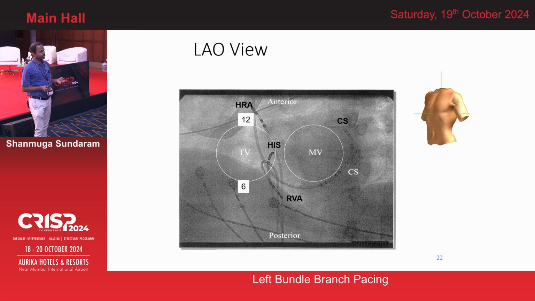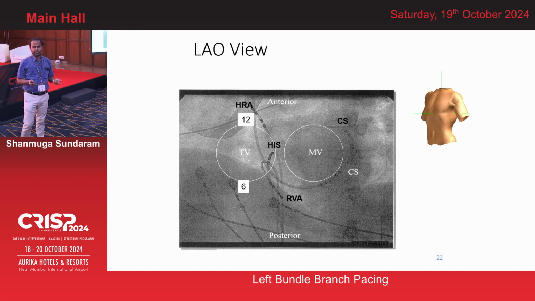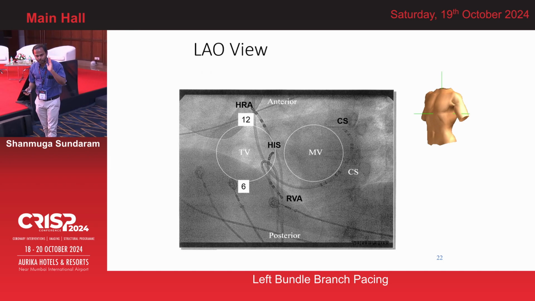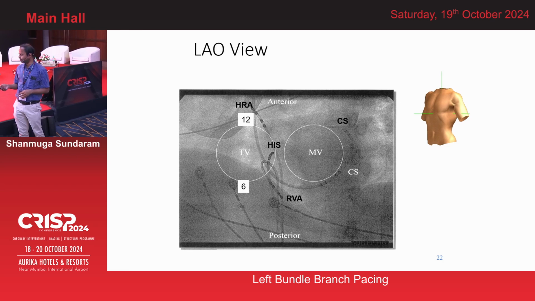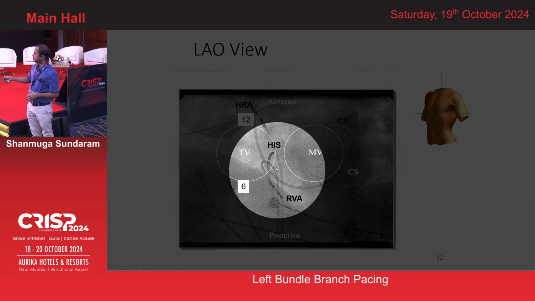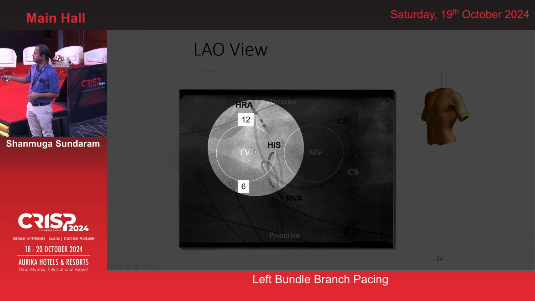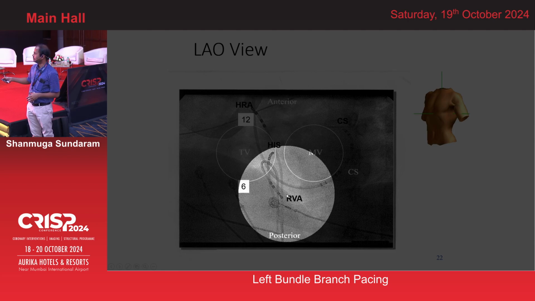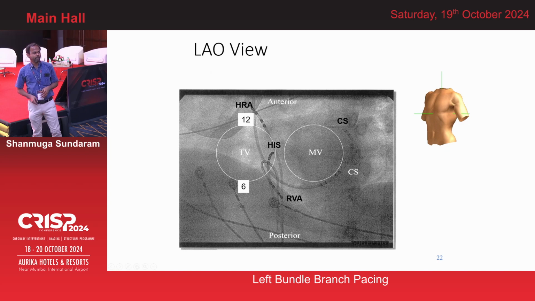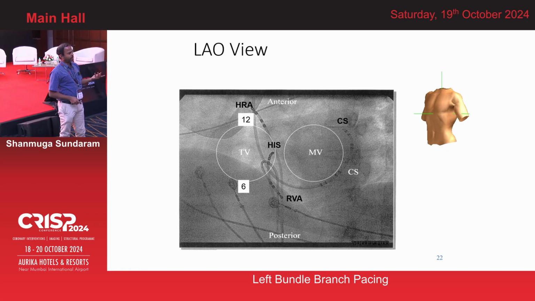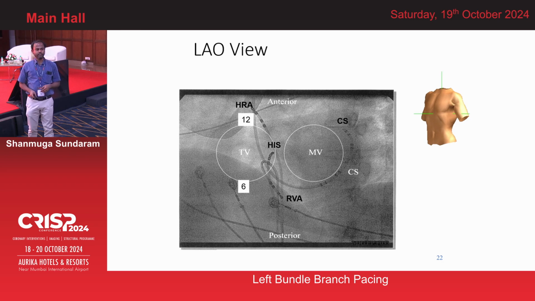This is very, very important, because when you deploy the lead in the free wall, the patient will develop tamponade and will not have good parameters. So your catheter should orient towards the septum when you want to do septal pacing. That septal pacing can be mid-septal pacing, apical septal pacing, or outflow tract septal pacing. Anywhere you want to do it, your catheter should be facing the interventricular septum. The top one will be the interatrial septum, and the lower one will be the interventricular septum. So if you want to deploy, the lead should go like this. On the other hand, if the lead is going the other way, anteriorly, that means you are facing the free wall, and that will result in cardiac tamponade. You will not have good parameters as well.